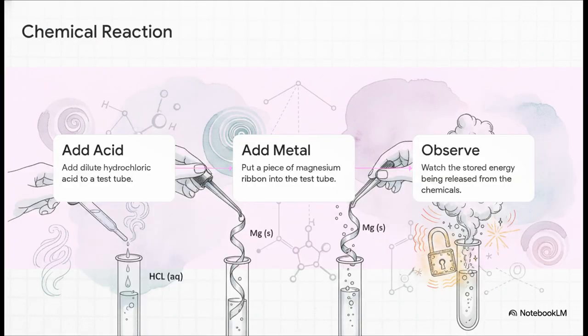Imagine you're performing this exact experiment in your school laboratory. Step 1, you take a test tube and carefully add some dilute hydrochloric acid. Step 2, you drop a small piece of solid magnesium ribbon right into that acid. Step 3, you just observe. What happens? The acid and the metal react vigorously. Heat and gas are produced almost instantly. What you are watching in real time is the sudden release of the energy that was secretly stored in those chemicals. The chemical reaction basically unlocked the door.